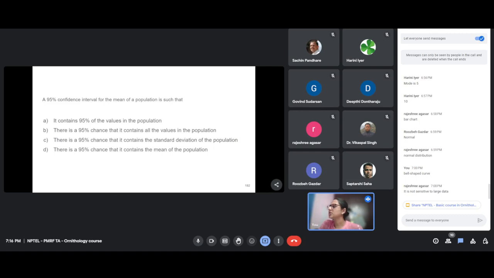So a 95% confidence interval for the mean of a population is such that it contains 95% of the values in the population. There is a 95% chance that it contains all the values in the population. There is a 95% chance that it contains a standard deviation of the population, or there's a 95% chance that it contains the mean of the population. Oops. I think I have messed up the question itself, but yeah, sure. Okay, B.